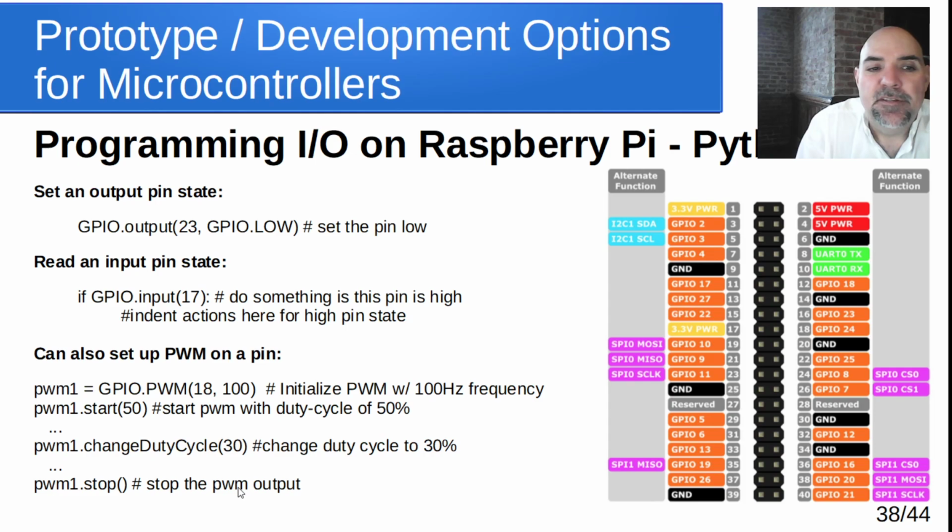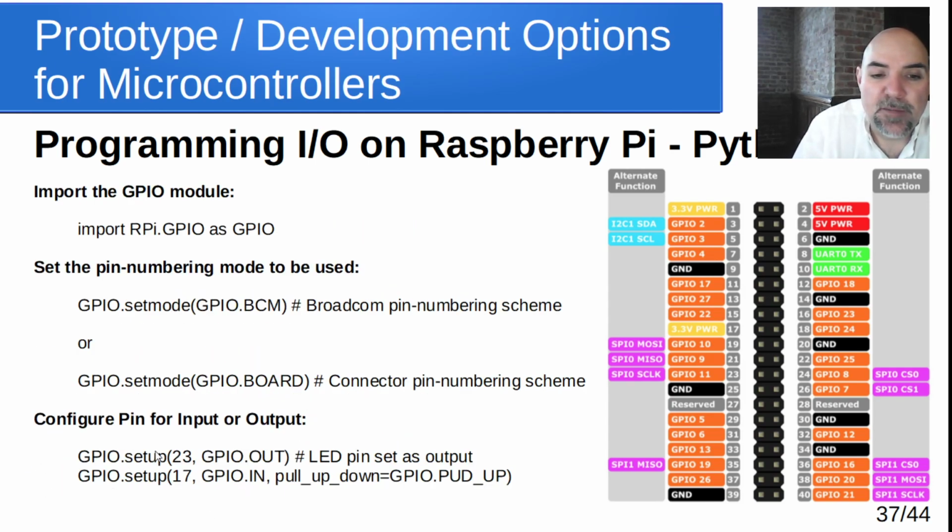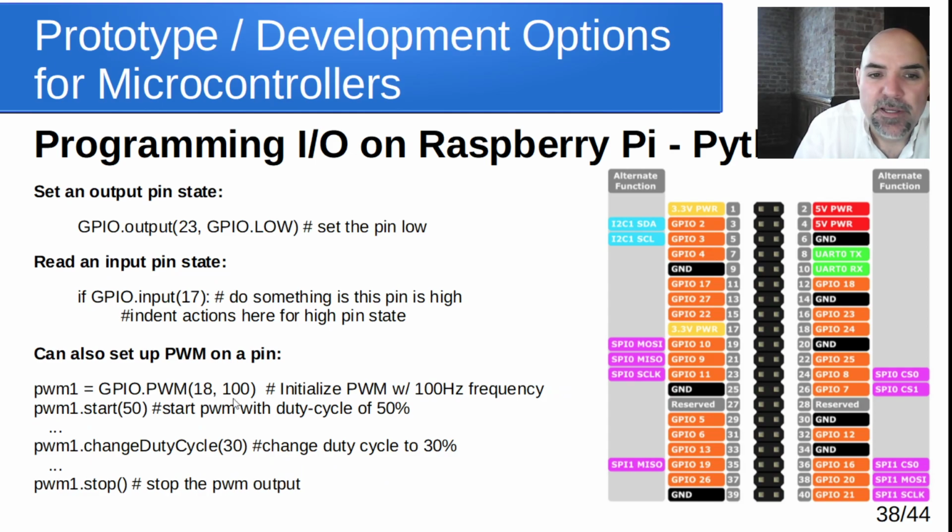Now, to set an output pin state, in other words, to set a pin that we've already configured as an output, like here's pin 23, if we want to set it low, we can say GPIO.output 23 GPIO.LOW. Or you could also put a 0 here. If we want to set it high, same thing, but GPIO.HIGH, or put a 1 there. Now to read the state of an input pin, we just do GPIO.input, give the number of the pin, and then indented underneath it here would be the actions to take if that pin, in this case, would be high.